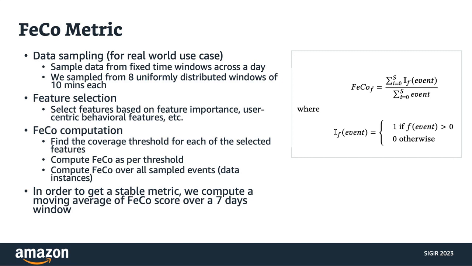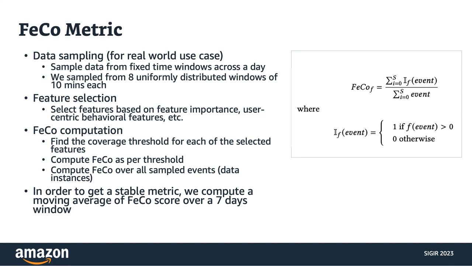Once a threshold is determined, we compute the sum of all the instances in our dataset where the feature has a value greater than the coverage threshold. We divide this by the total number of samples in our dataset. This gives a fraction of coverage, which we call FICO in this case.